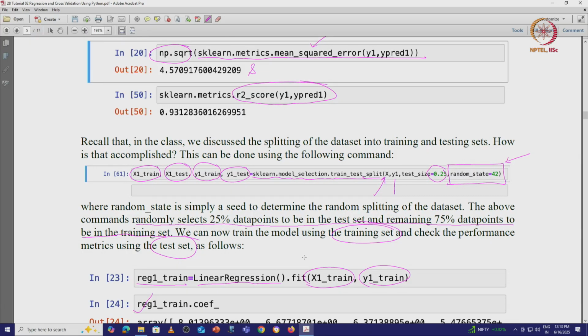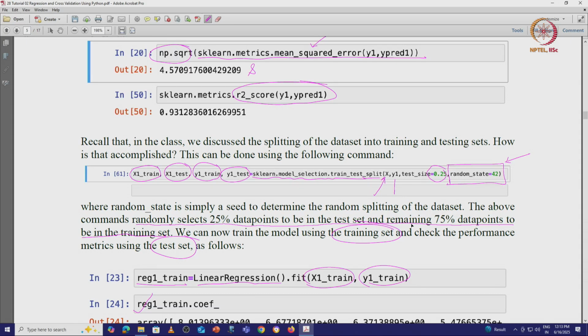And finally we discussed things like the test train split, right. Obviously we have to leave out some data for testing the ML model. So here we have left out 25% of the data for test size and 75% of the data is used to train the ML model. This 75-25 split is fairly common.